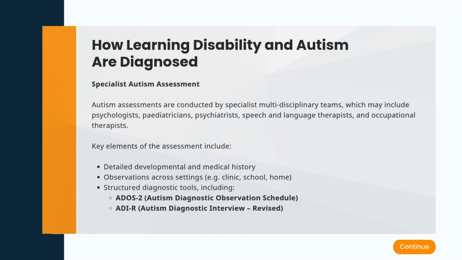Specialist autism assessment. Autism assessments are conducted by specialist multidisciplinary teams, which may include psychologists, pediatricians, psychiatrists, speech and language therapists, and occupational therapists. Key elements of the assessment include detailed developmental and medical history, observations across settings, for example, clinic, school, home, structured diagnostic tools, including the ADOS-2, Autism Diagnostic Observation Schedule, and the ADI-R, Autism Diagnostic Interview, Revised.